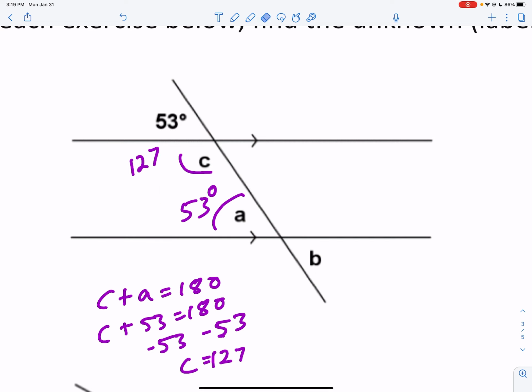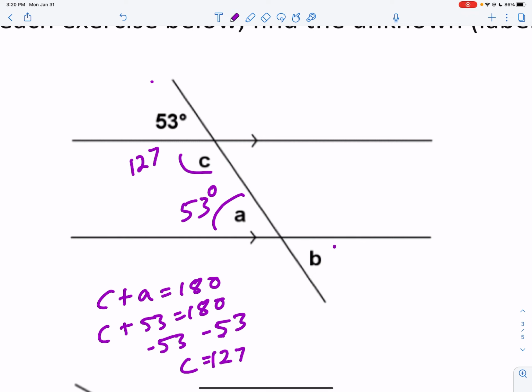Now, maybe we didn't want to do it that way. Maybe we instead wanted to find it from this. This is a straight line. So we did the last one by realizing that same side interior angles add up to be 180, or are supplementary. That's the word we use to make it fast. Or you can realize that consecutive angles on a straight line add up to be 180 as well. Either way, it doesn't really matter.